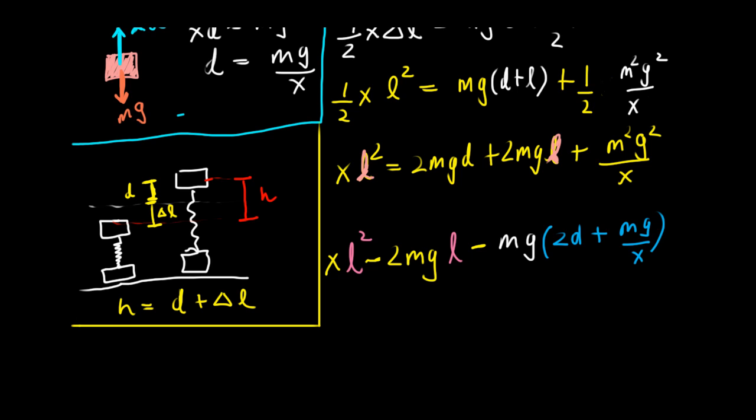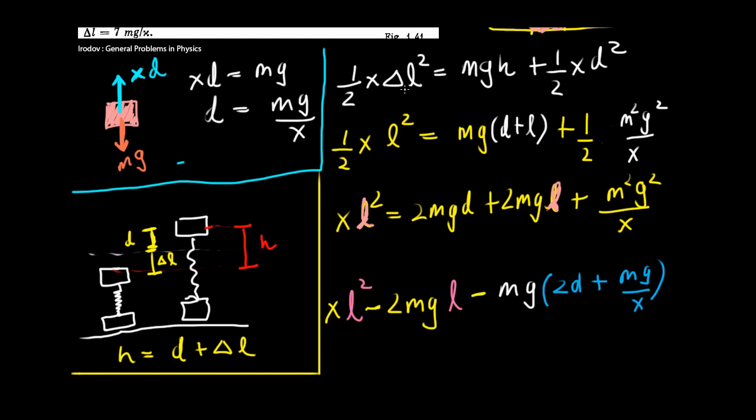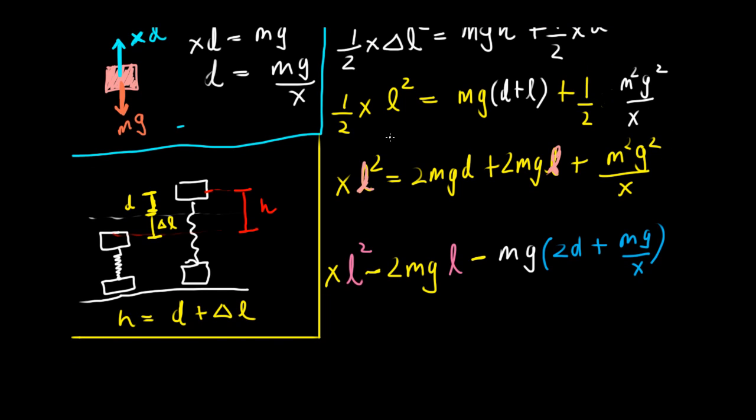Let me check if I have done everything right here. So this is our initial energy, this is our final energy, and I equated those, and I renamed delta L as L. So this became half x L squared is equal to mg times d plus L. We saw that geometrically, plus half times x times d squared, which is m squared g squared over x squared, but we lost one x there. So yeah, everything looks fine. Then we multiply it by 2, so we get this. Yeah, it seems right, and this becomes m squared g squared over x.